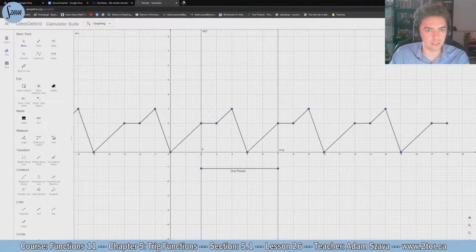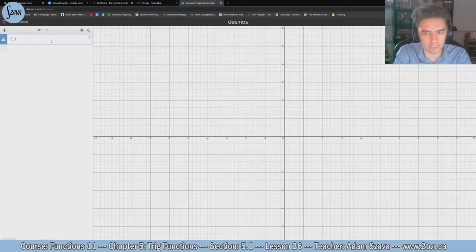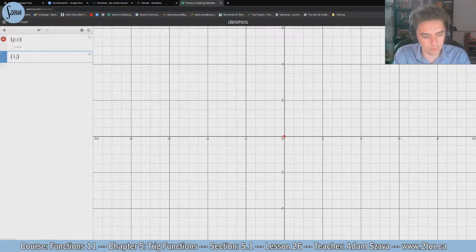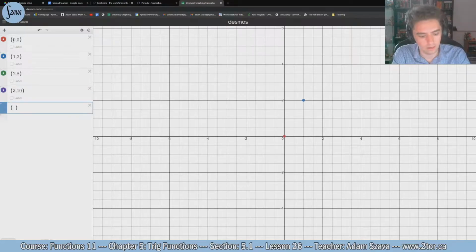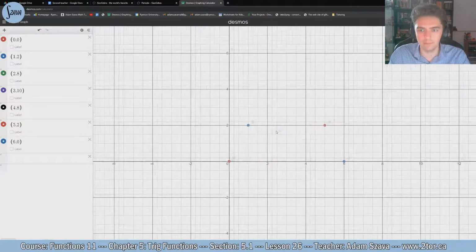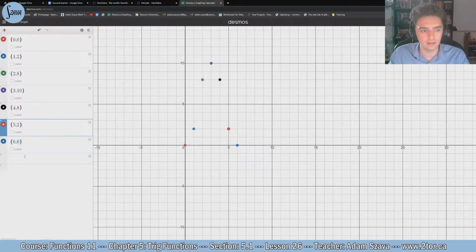Let's graph all of this data that I had here. You'll see it slowly showing up as I type everything in. So 0, 0 was one of our points. At 1 second, we were at 2. At 2 seconds, we were at 8. At 3 seconds, we were at 10. At 4 seconds, we were at 8. At 5 seconds, we were at 2. At 6 seconds, we were back at 0. So we have a curve going up like that. We climb really quickly in the middle, and then we come back down. And then we just repeat it all again.